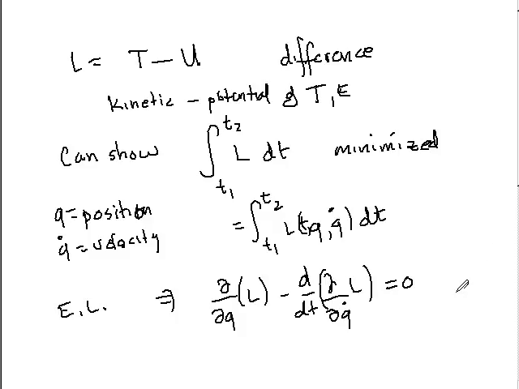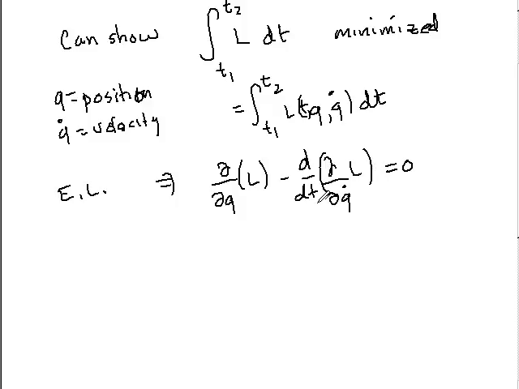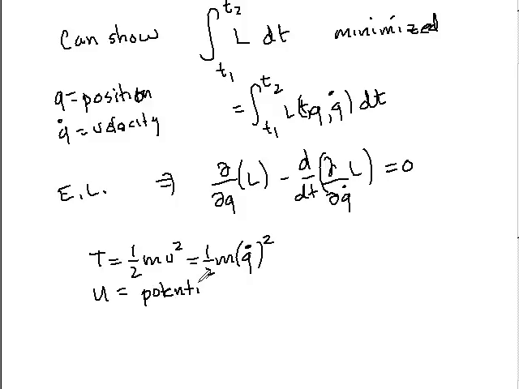Now I claim these are the same thing as the laws of motion from Newton's laws of motion. So let's take a particular case. Let's let the kinetic energy be 1/2 mv squared, which is of course 1/2 m q dot squared. And let's let U be a conservative potential. And I'm going to assume that it's conservative.